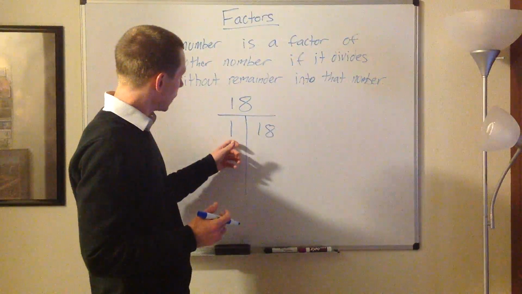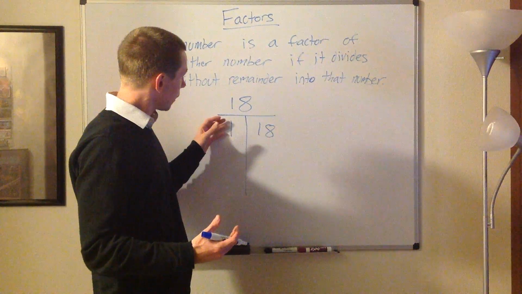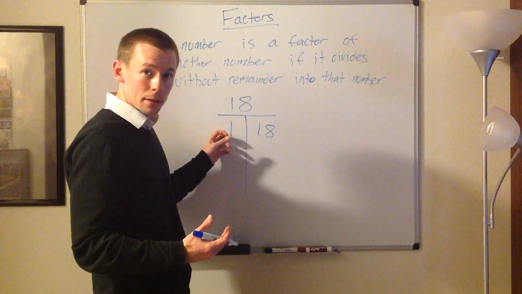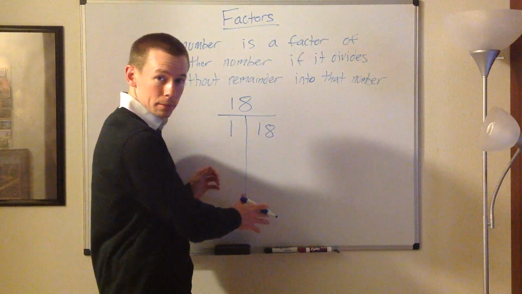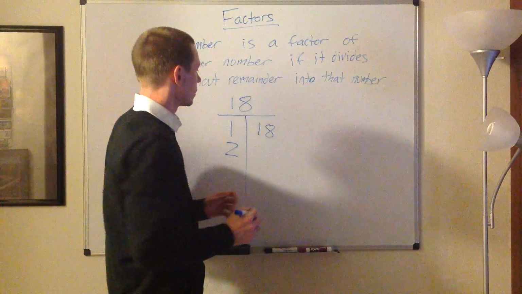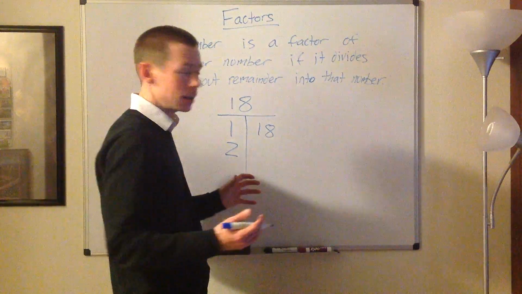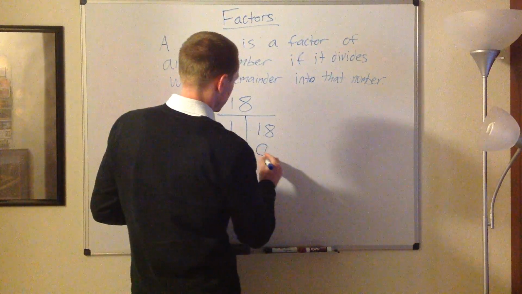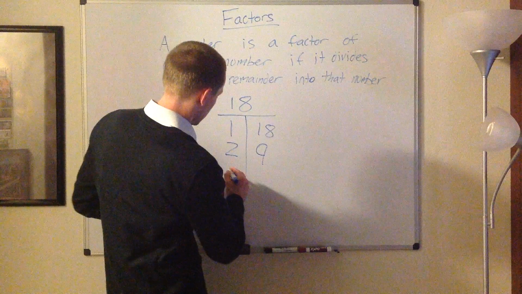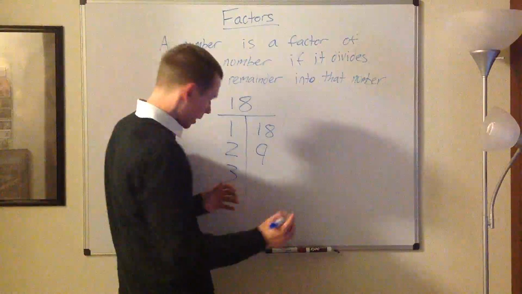Then we could keep going, and if you're stuck, we could keep trying every whole number after 1 until we get a repeat. So we could go to 2. Is there a whole number we can multiply 2 by to get 18? Yeah, 9. Keep going. 3. What multiplies by 3 to get 18? 6.